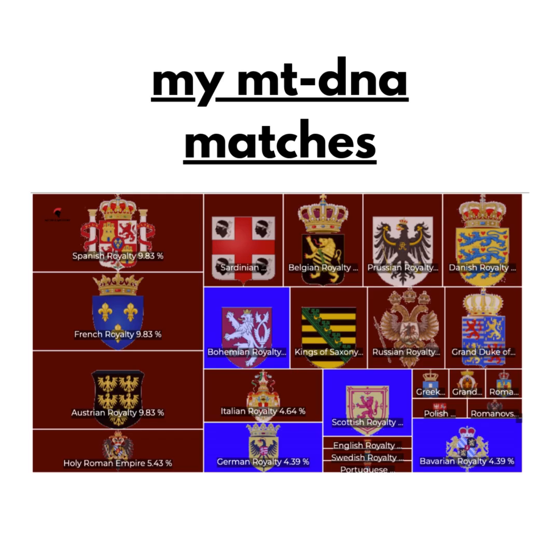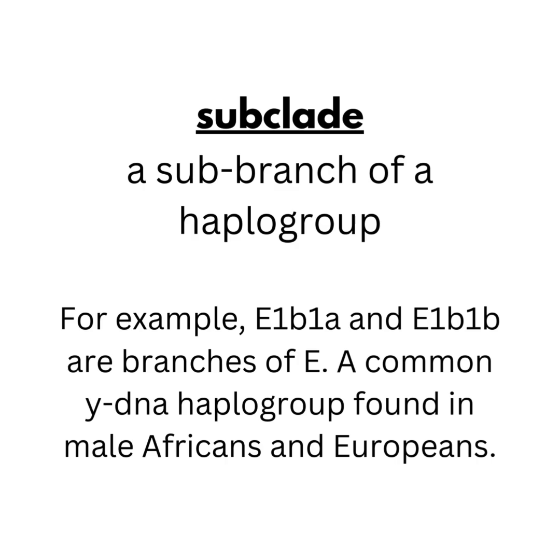And here you can see some of my mtDNA matches. The software was running really slow, and so normally you can click on each one of these, and it'll show you which samples or mummies are specifically related to that royal house. A subclade is just a branch of a haplogroup. So the longer the string of letters and numbers is, it just means that it's closer in time.